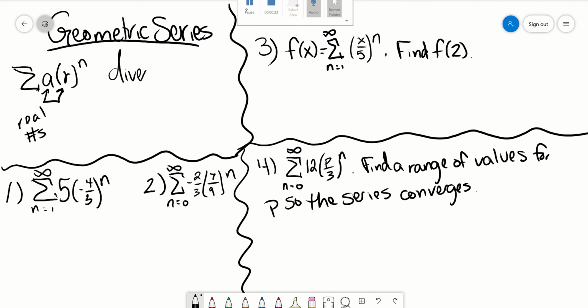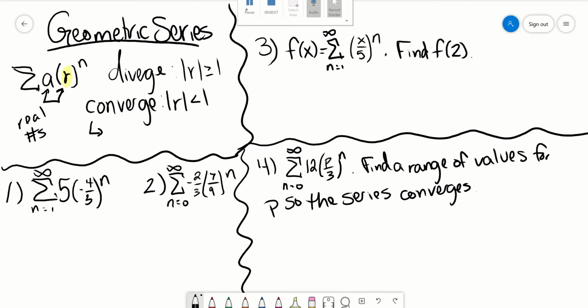For it to diverge, you're looking at r. All of your answers on converge or diverge, you're basing on this number right here. If the absolute value of r is greater than or equal to 1, your geometric series is going to diverge. For the opposite, for it to converge, the absolute value of r has to be less than 1. So you're just looking at whatever is in the parentheses there. If the absolute value of it is less than 1, converge. If it's greater than or equal to 1, diverge.